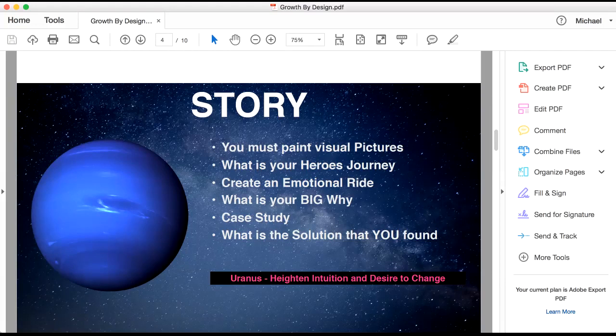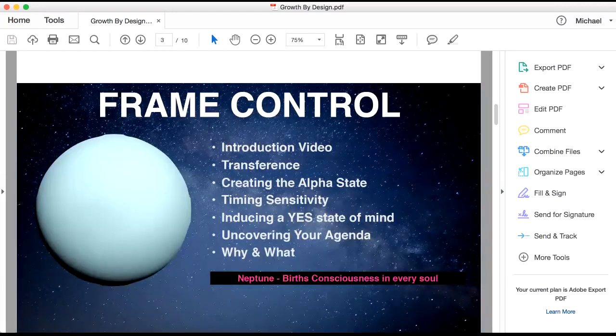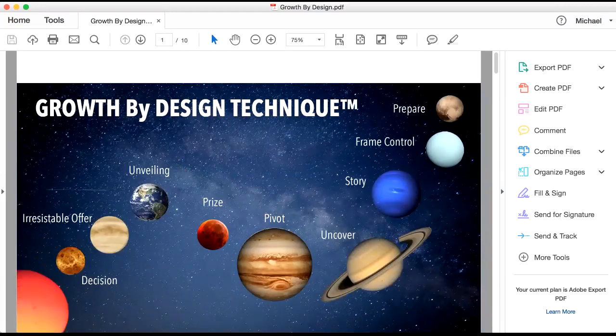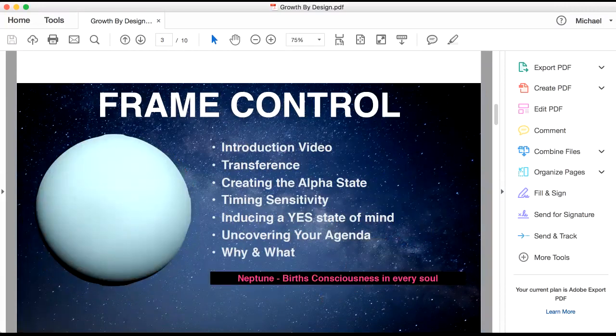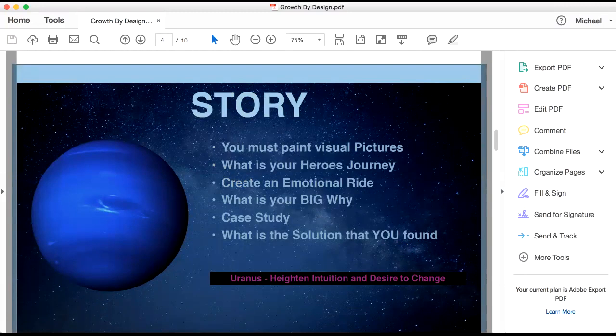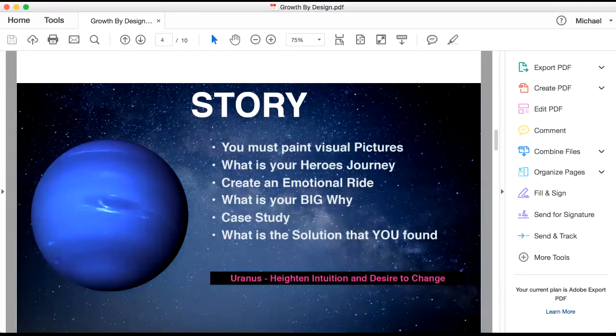So, story is you have to paint visual pictures. Now, each of these different planets comes after the one before. So if I go right back to our opening slide, preparation is the key. When you get to the meeting, you do frame control. The minute you've done frame control, you get into this story. So what's the story? You must paint visual pictures.